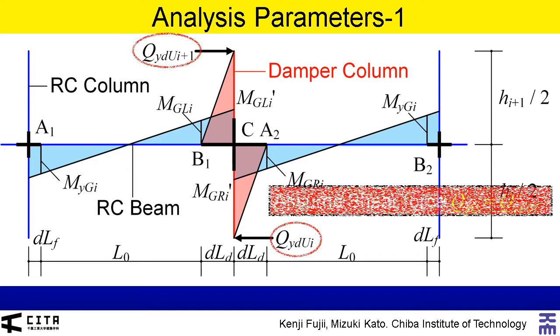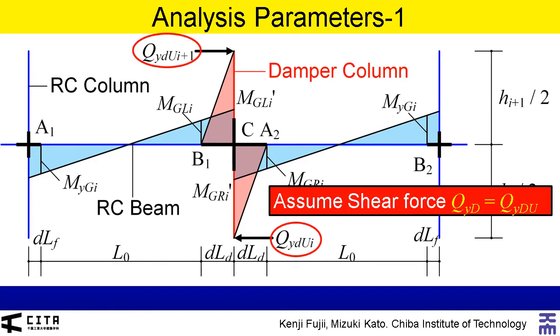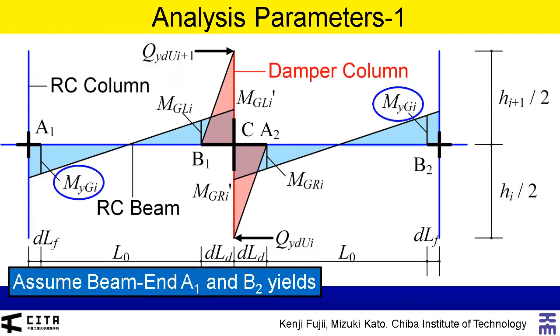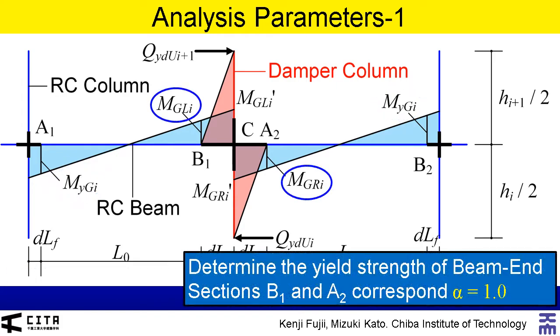In this figure, the shear force of damper columns is assumed to be the upper bound of the yield strength of the damper panel. So we can calculate the moment at node C. Then assume that the beam ends A1 and B2 yield. From this figure, determine the yield strength of beam end sections B1 and A2 corresponding to alpha equals unity.